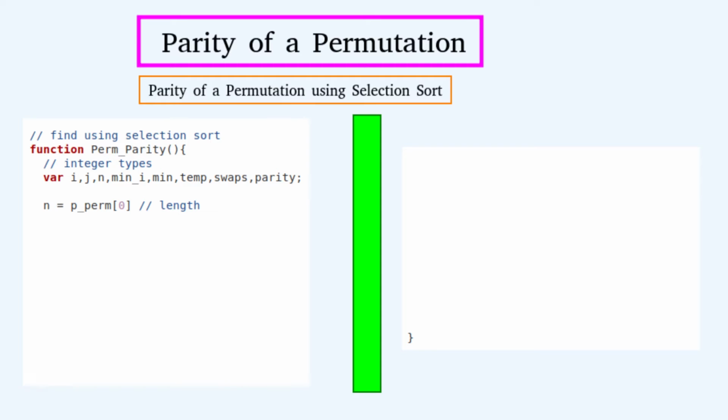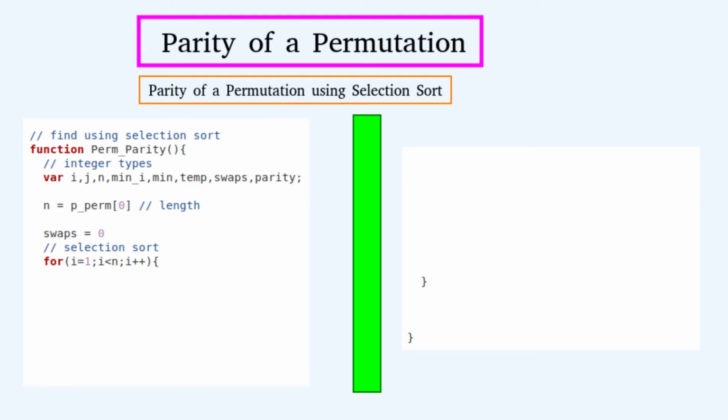So here's the first way of getting the parity of a permutation. We'll use a method based on selection sort. We'll firstly declare the function with all of its internal variables. Then we'll load the length of the permutation into the variable n. Then we'll count the number of swaps that were necessary to get back to the identity permutation. Because this is an accumulated total, we'll set it equal to 0 to start with.